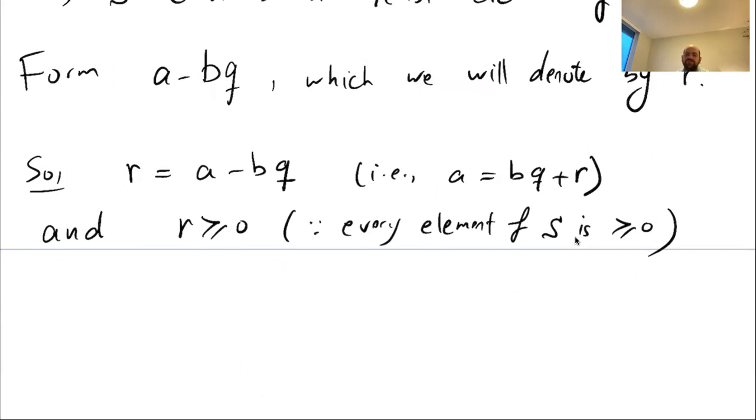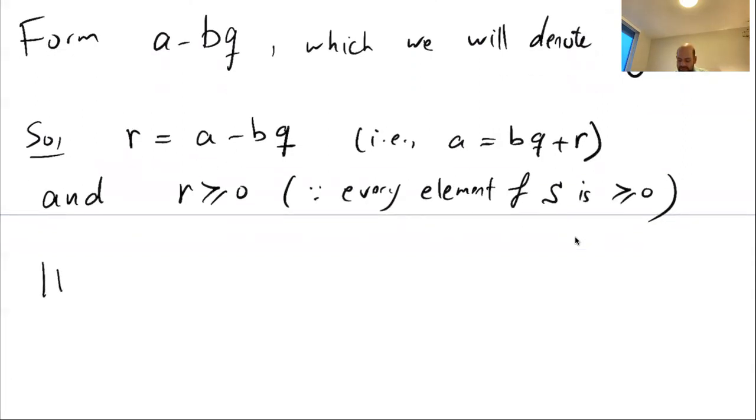Am I done, do you think? I was looking to show existence of numbers Q and R, where A is equal to BQ plus R, and R is bigger than or equal to 0, less than B. So that's the only thing that is not done yet. So I also need to show that R is less than B. We have A equals BQ plus R, which is what we needed. We have R bigger than or equal to 0, which is what we needed. We also need R less than B.